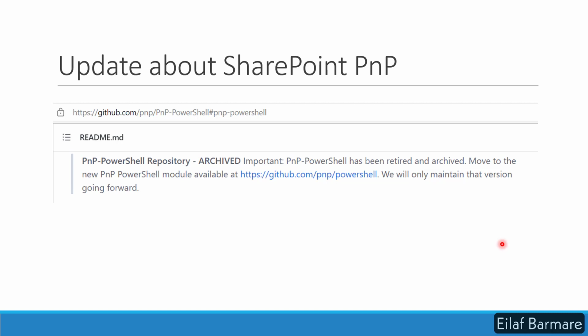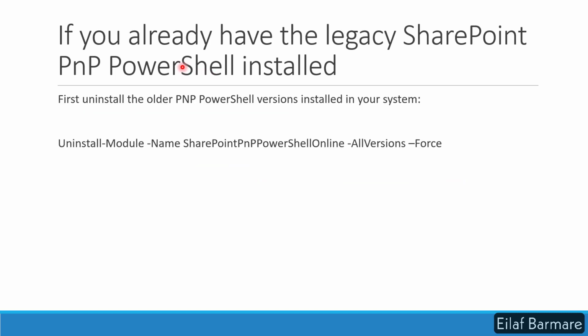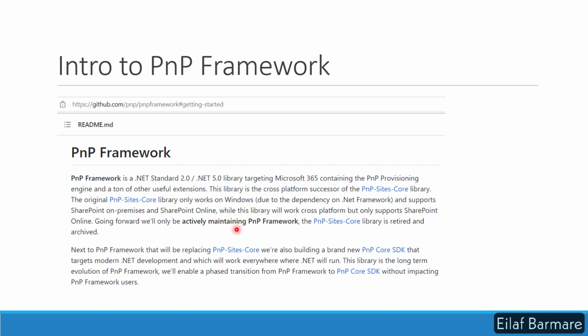So if you guys already use PnP, you must be aware that PnP PowerShell is now archived and it's going to be retired. So once it is archived and retired, a new PnP PowerShell module will be available. That PnP PowerShell module will be called PnP Framework and it will be actively maintained going forward. If you guys already have the legacy PnP PowerShell installed, I would suggest you uninstall the module and then reinstall the latest one.